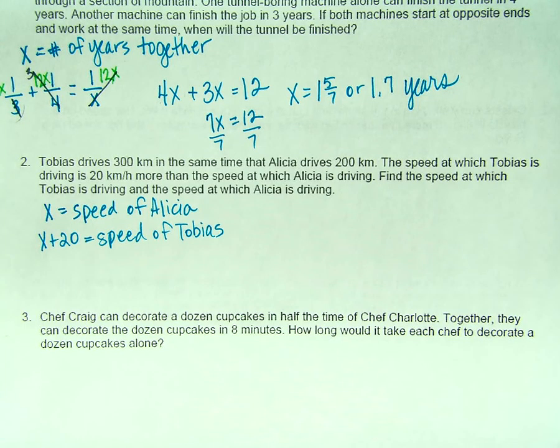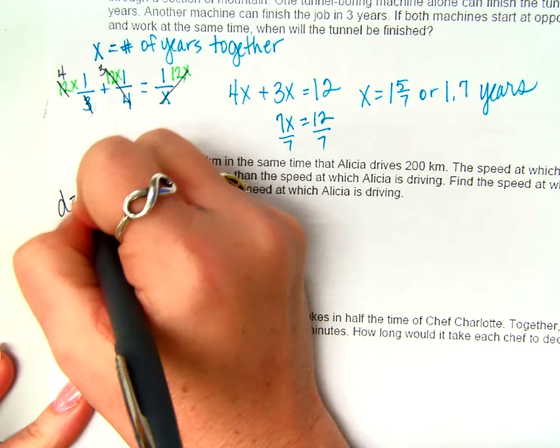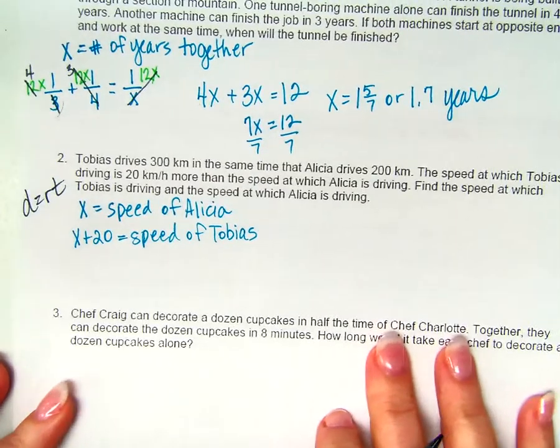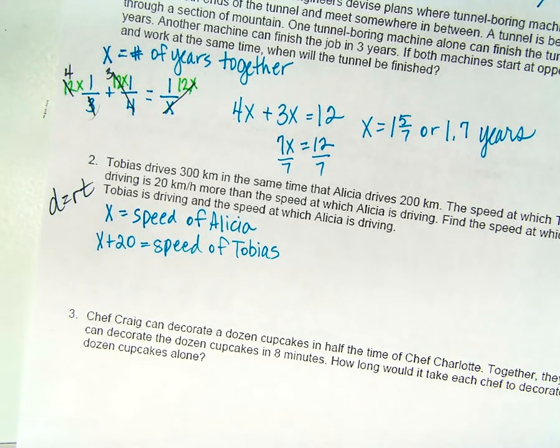All right. Have you guys ever seen this formula before? D equals RT. Have you ever seen that before? Yes? What does it stand for? Do you remember? Distance equals rate times time. Okay?